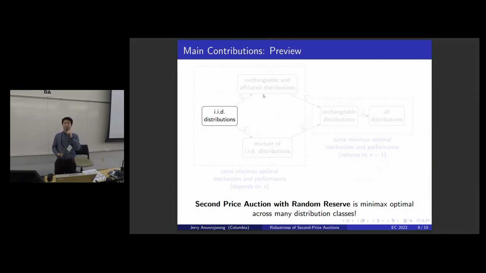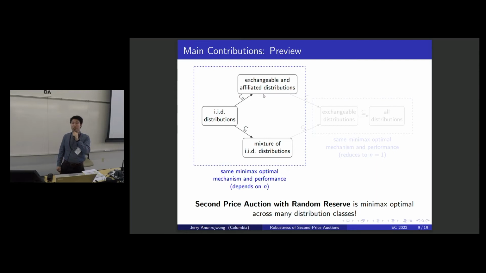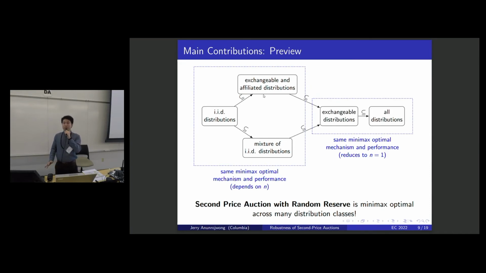Our main contributions are summarized in this diagram. We prove that second price auction with random reserve is minimax optimal across many distribution classes F. IID distributions, affiliated distributions, and mixtures of IID distributions, these three classes that capture positive dependence between agent valuations, all have the same minimax optimal mechanism and performance, which depends on n. The other two classes, exchangeable and all distributions that capture general dependence, also have the same minimax optimal mechanism and performance, which reduces to the one bidder case.